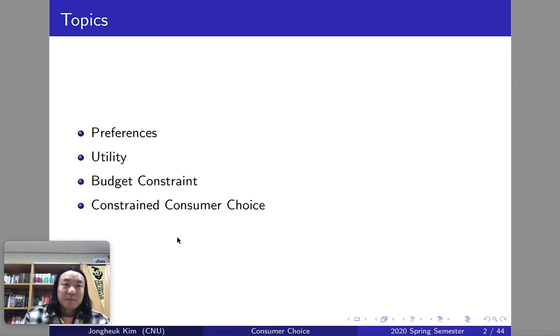Now, combining all those concepts, we can make a problem and solve the problem, which is called the constrained consumer choice. Every consumer has to choose something. They have to make a decision. Which one will be consumed first, and how many or how much you're going to consume based on your preference and based on your income. Okay, so that's the consumer's choice problem, and we're going to study how to solve that problem in a mathematical way. Okay, understand?